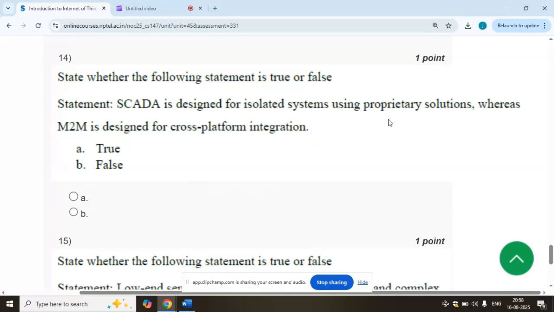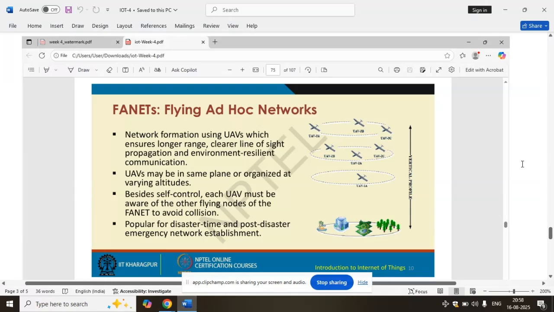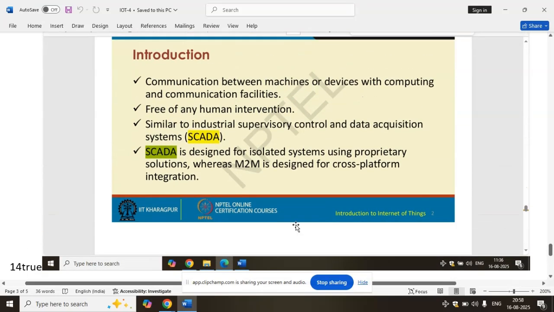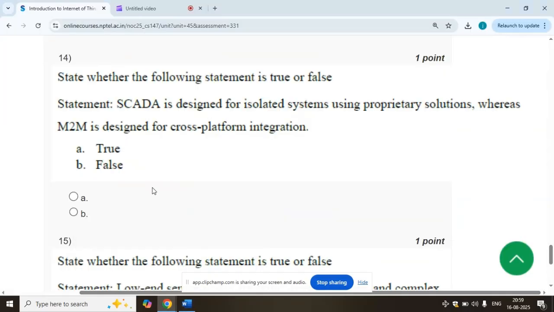SCADA is designed for isolated systems. M2M. So, we'll see these two in the next question. So you can see here, SCADA is designed for isolated systems using proprietary solutions, whereas M2M is designed for cross-platform integration. So it's true. SCADA is designed for isolated systems using proprietary solutions, whereas M2M is designed for cross-platform integration. It is true. Option A.